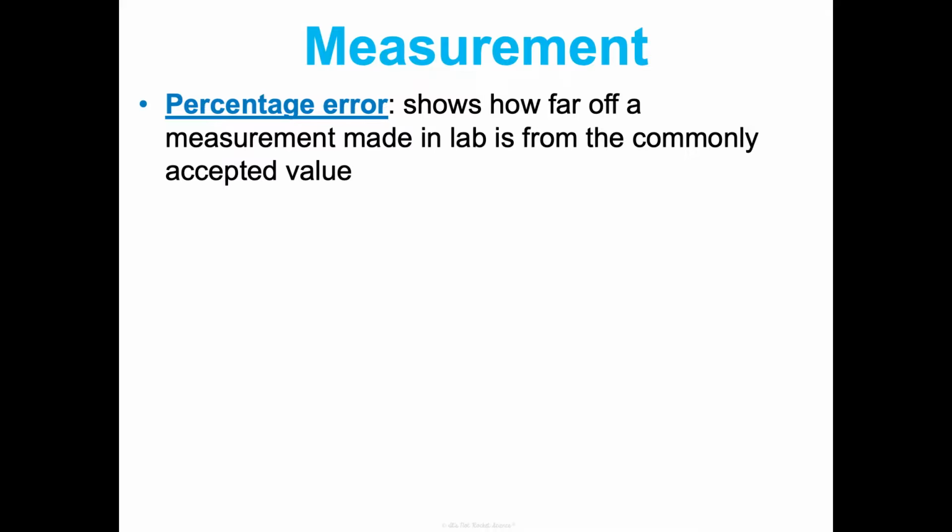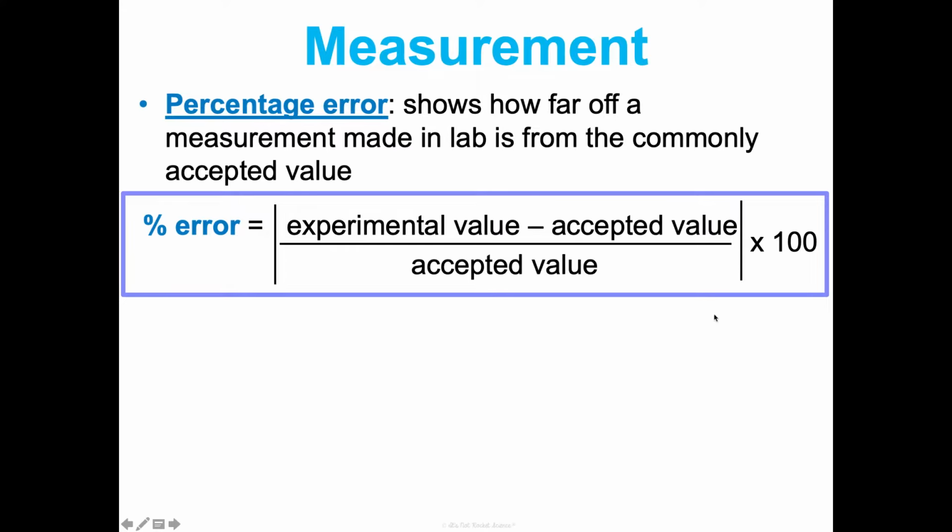Okay, so here's how we calculate that. It's the absolute value of the experimental minus the accepted, divided by the accepted, and then we'll times it by 100. Absolute value just means this number can't be negative. We're not going to let it be negative. You're either 10% off. You're not negative 10% off. Okay, so let's do an example.